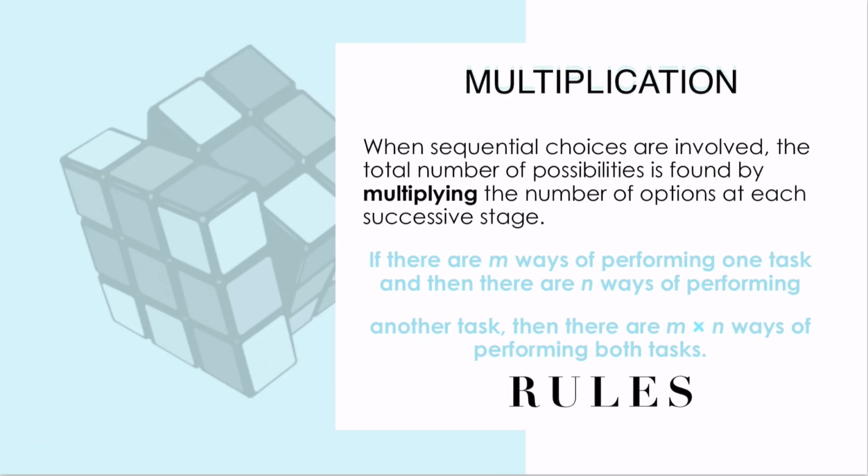So the idea is that we have successive stages. We have one choice after the next. If I have m ways of performing one task, n ways of performing another, and I can do one task after the next, then I will have m times n ways of performing both tasks. So the key word here is "and", because I'll be performing both tasks.